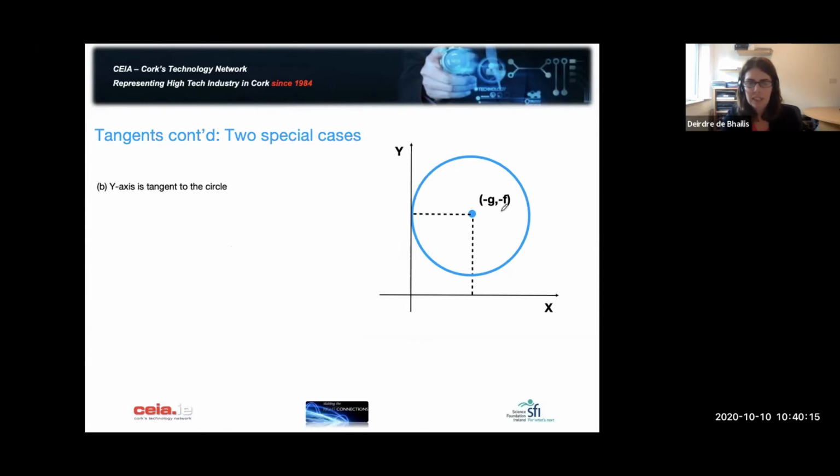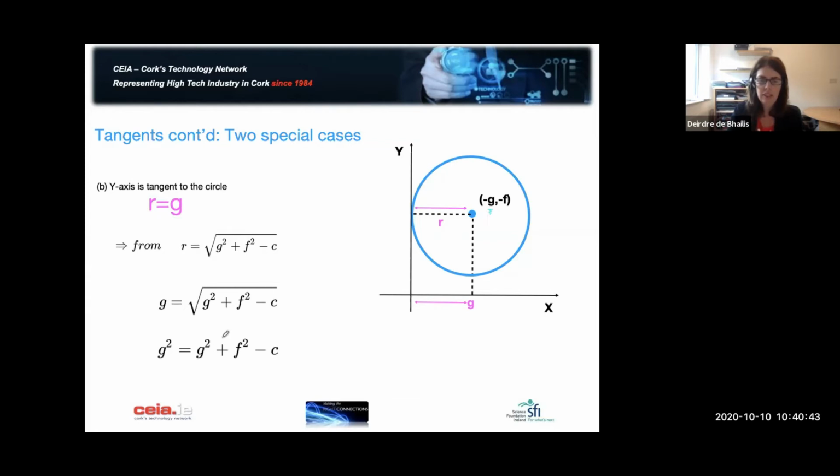So if we take the case of where y is tangent to the circle, in this case, the radius here is the same distance as g, and we're getting that from the g coordinate of the center. So again, we take our equation for the radius, and this time we're substituting with g. We work that down, we square both sides, and really what we're seeing is, these cancel each other out, and f squared is equal to c.